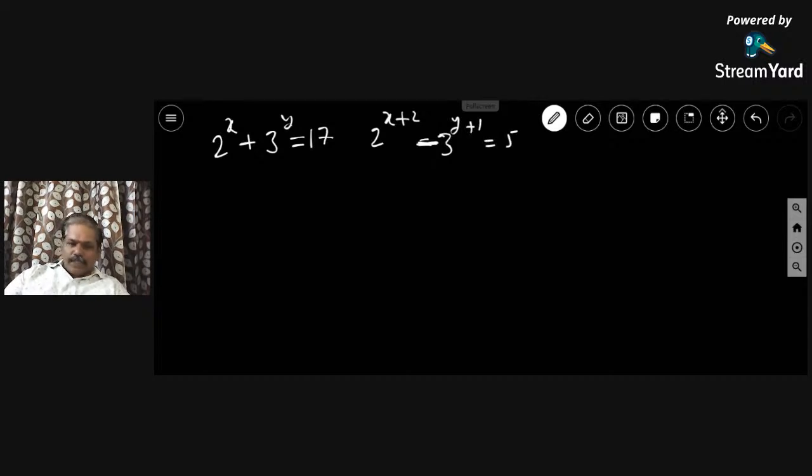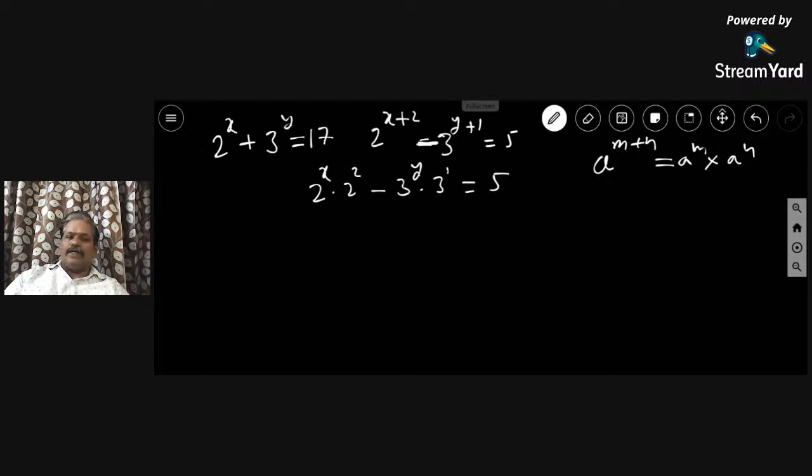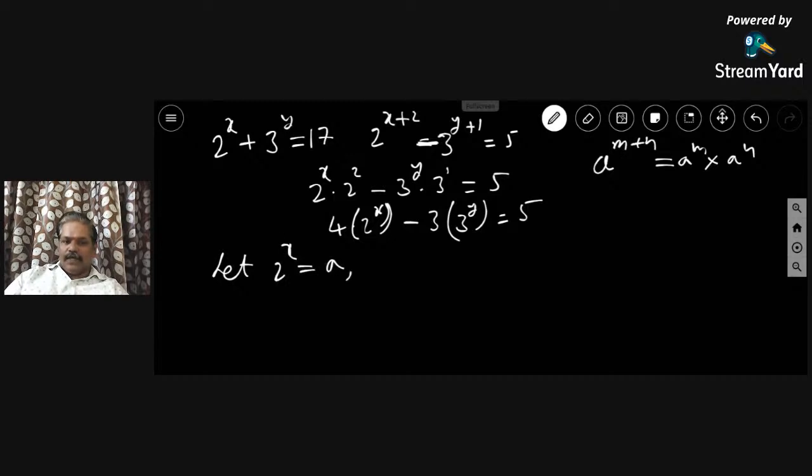So for 2 to the power of x plus 2, we apply the form a to the power of m plus n is equal to a to the power of m into a to the power of n. So this can be written as 2 to the power of x into 2 square minus 3 to the power of y into 3 to the power of 1, which is equal to 5. So 2 square is 4, 4 into 2 to the power of x minus 3 into 3 to the power of y equal to 5. So let us assume that 2 to the power of x is equal to a and 3 to the power of y is equal to b.